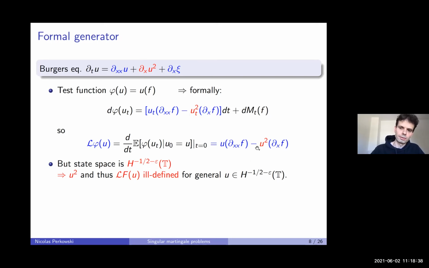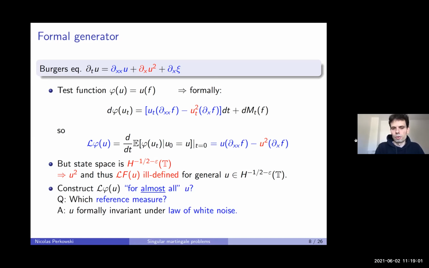But the problem is that the state space is a space of distributions, so H to the minus 1/2 minus epsilon, this Sobolev space, would be okay. But on this Sobolev space, of course, u squared is not defined. I cannot square general elements of H to the minus 1/2. And so therefore, the generator is not defined for general elements of the state space.